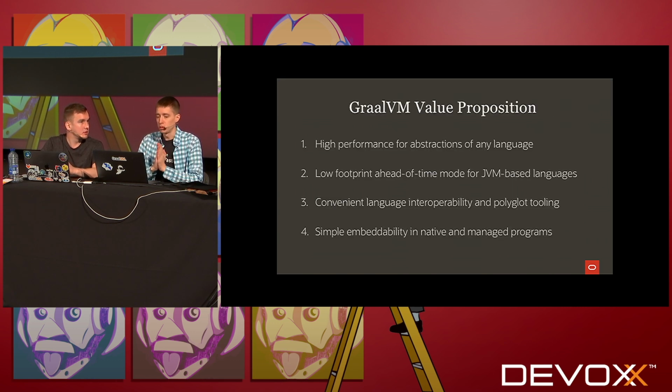Summary, the value propositions right now. First, high performance for abstractions in any language. For your Java application specifically, when you have a Spring application, certainly try it out on GraalVM in JIT mode. We are looking forward to getting any type of performance results on that. Second, low footprint ahead-of-time compile mode for low footprint environments. Third is polyglot language interoperability. And the fourth is that we are embeddable and we can embed other languages in your application.